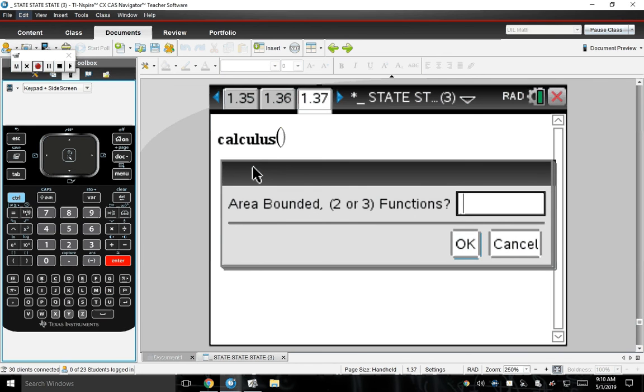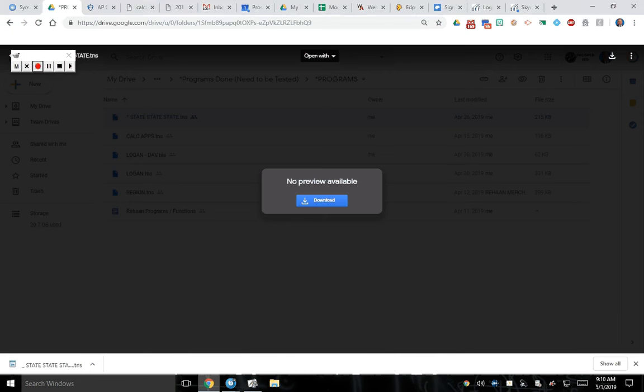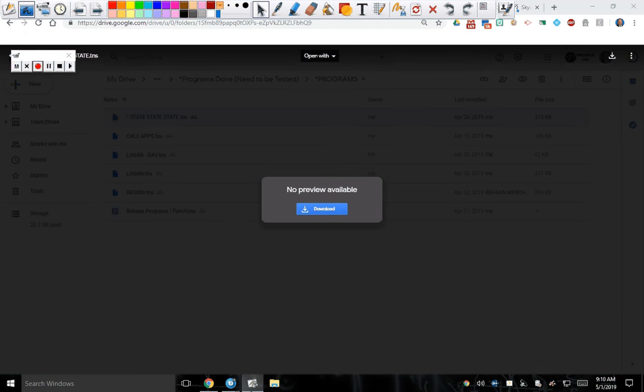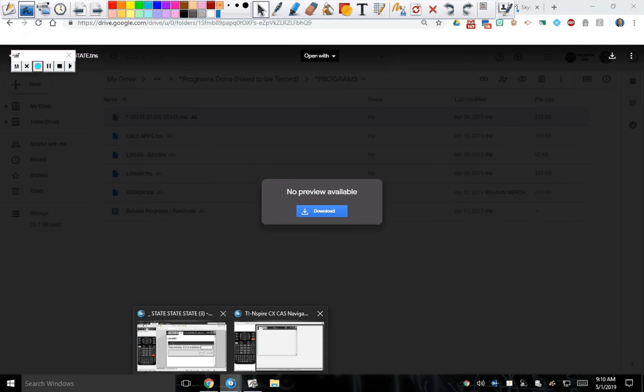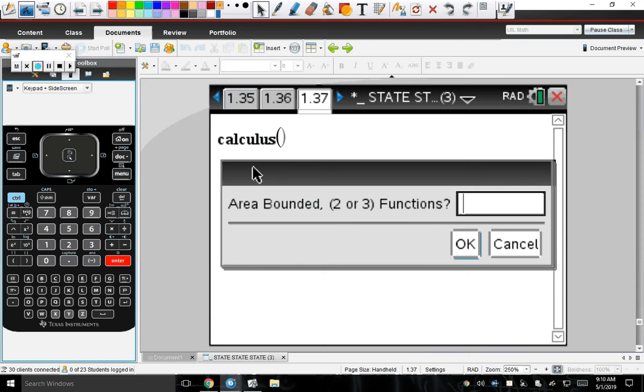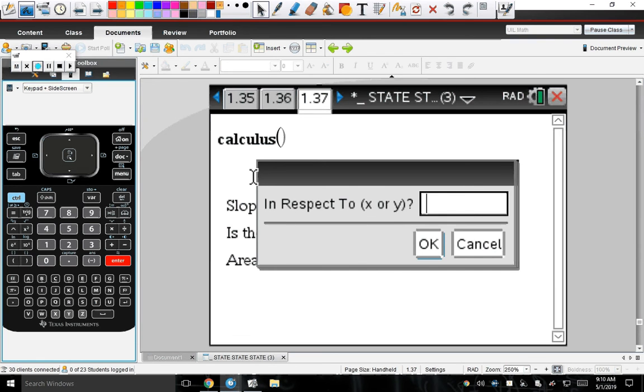Guys, how many functions did we use on that other one? Was it bounded by 2 or 3? 3. Let's go back to it. It was bounded by 3 because you had a top left, you had a top right, and you had a common bottom of 0. Okay? So let's go to this and go through it. So we're going to press 3. And you tell me, what did we do this in respect to? X or Y? X.